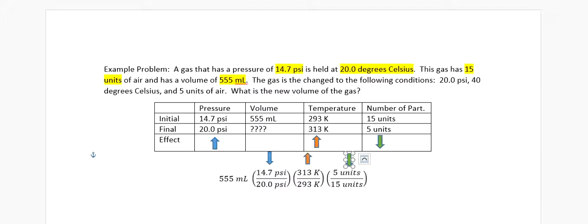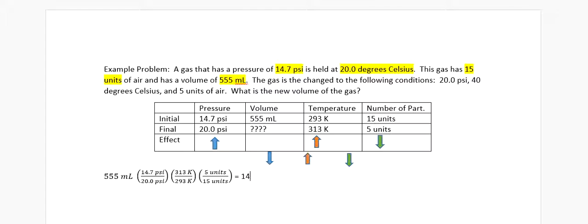And so then in my calculator, I would take 555 times 14.7 times 313. Oh, I could go divided. Let's go divided. So back to the drawing board. 555 times 14.7 divided by 20 times 313 divided by 293 times 5 divided by 15. And my final answer should be 145.3, and that should be units of milliliters.